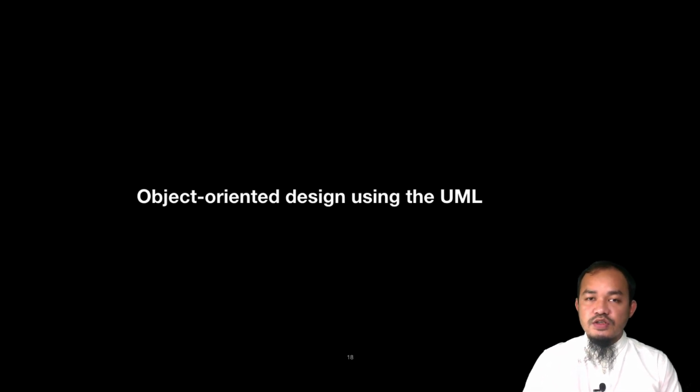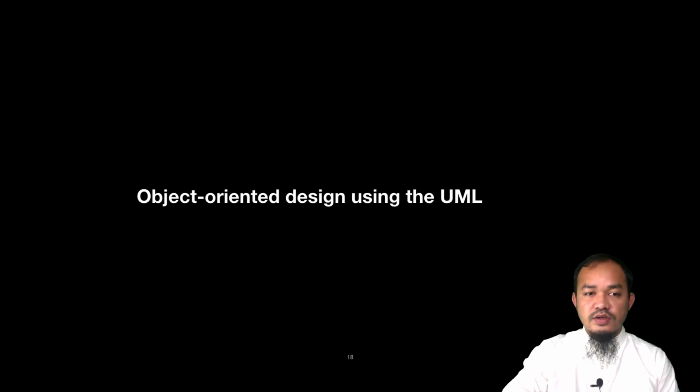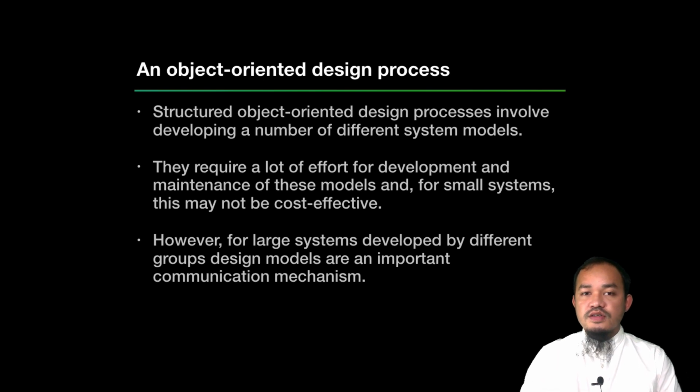Object-oriented design using UML. Now we have discussed a lot already about UML and object-oriented design, and we know that there are many types of UML, right? There are 13 sets of UML diagrams that we can use to do design and analysis. Let's see what we will discuss for this one.